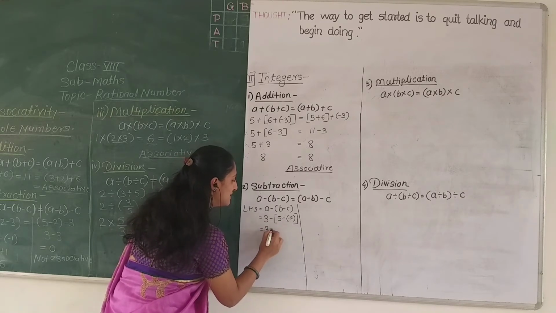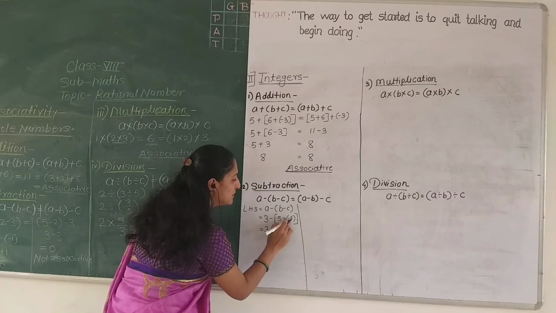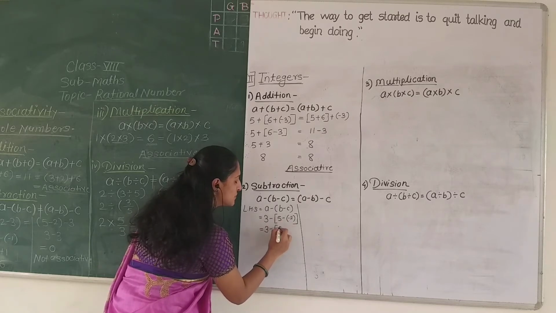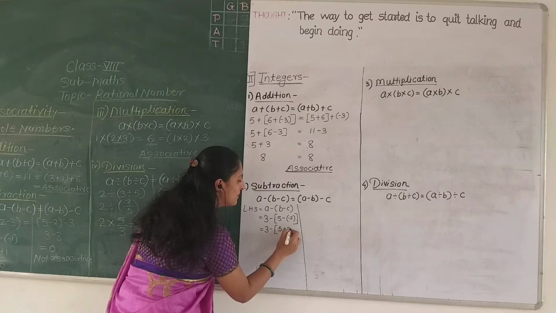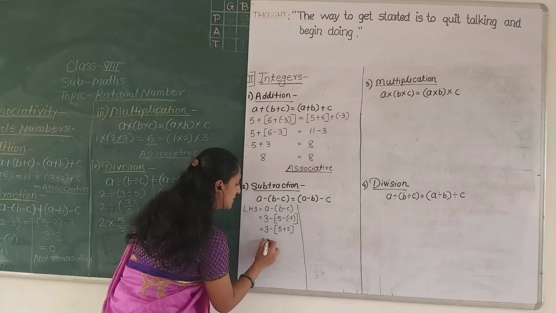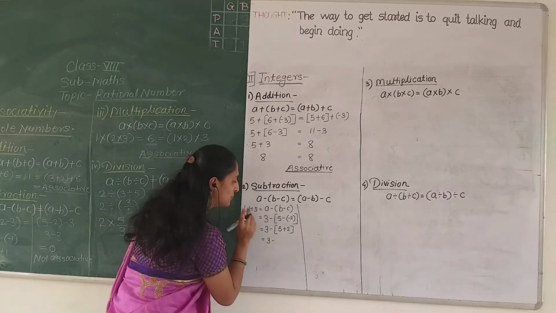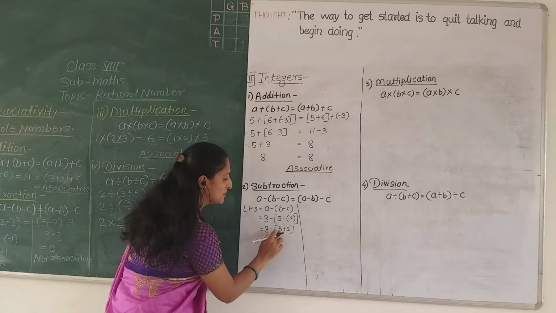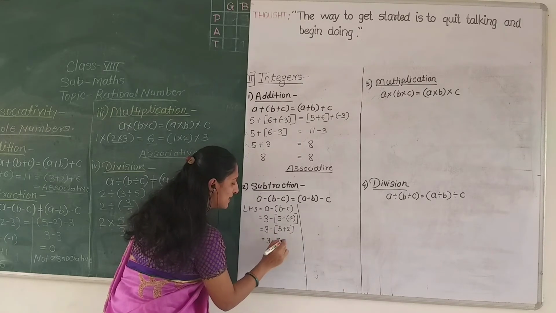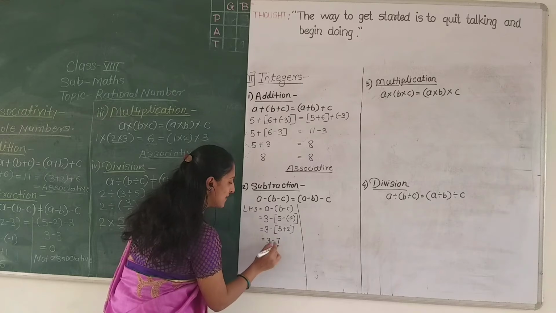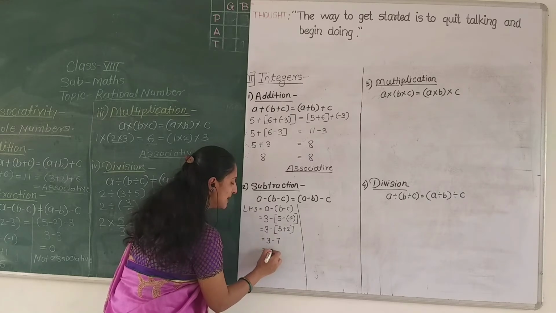That is 5 minus negative 2. Now negative into negative is positive, so in the bracket we get 5 plus 2. That means here 3 minus, in brackets, 5 plus 2. Now 5 plus 2 is 7. So now 3 minus 7, and 3 minus 7 is negative 4.